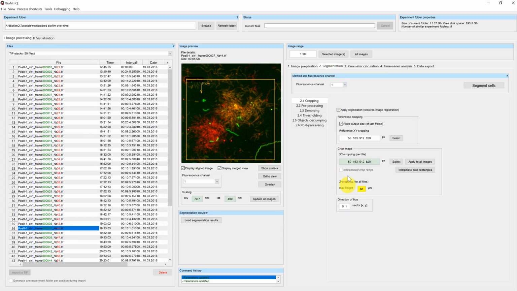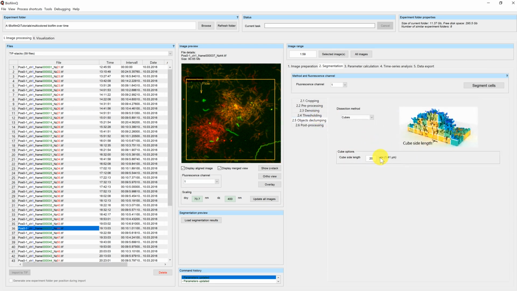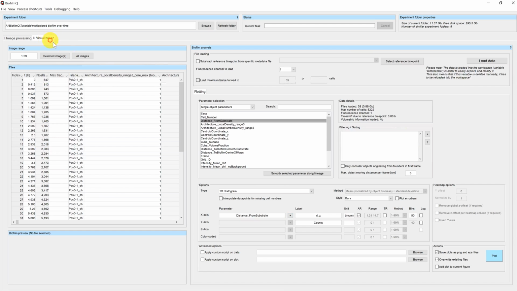These were the settings at which we segmented the biofilm. Under objects declumping, we can see that we used the cube side length 20, which corresponds to 1.4 micrometer. A typical biofilm height for us is around 15 to 20 micrometer. Therefore, if we want to have a bin size larger than 1.4 micrometer, we should have 10 bins or less. So if you divide your range, in this case around 14 micrometer, by the number of bins, you get the bin size.